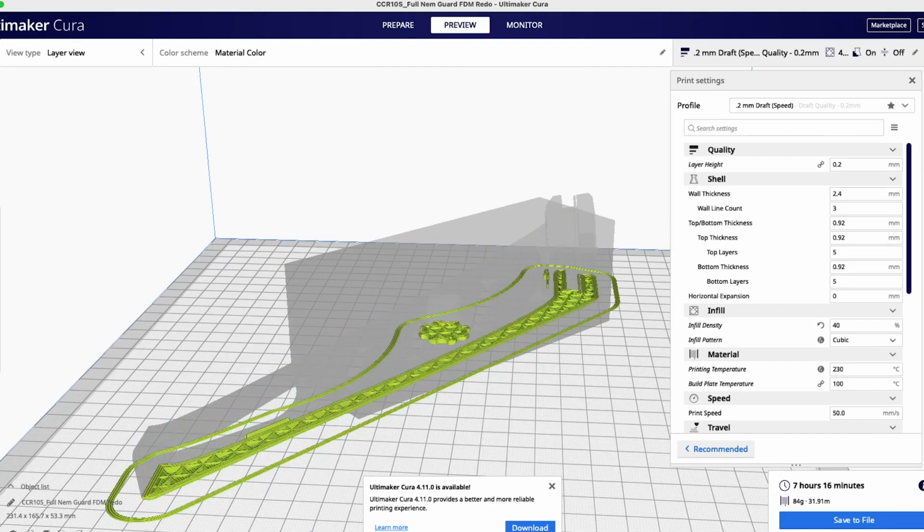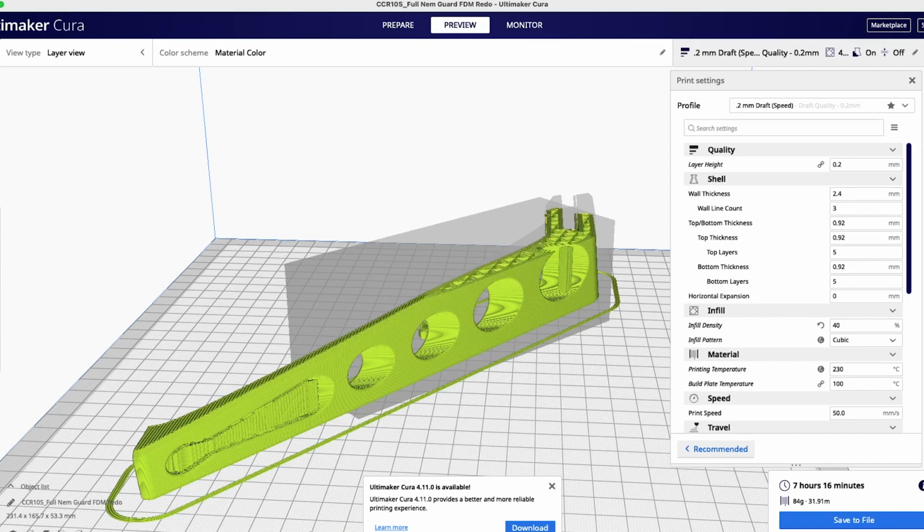All right, it's time to get this 7-hour and 16-minute print started.